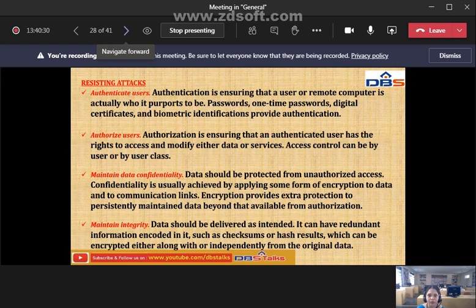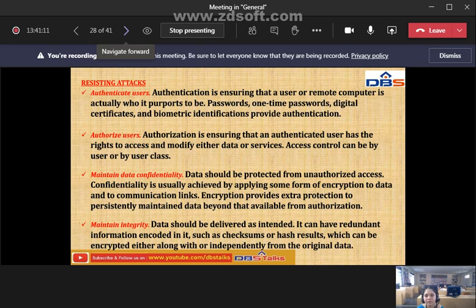Authorization is ensuring that authenticated users have the rights to access and modify either data or services. Once we have the authentication, the person or user gets the rights to access the data or services, or to modify the data or services. And access control may be by user or by user class.